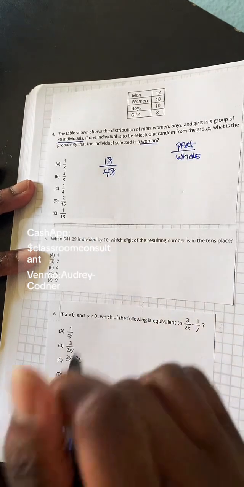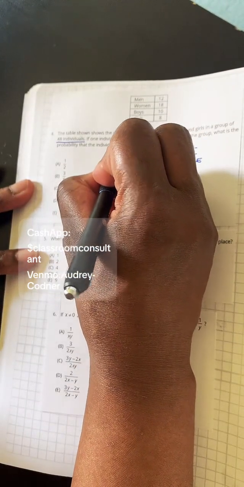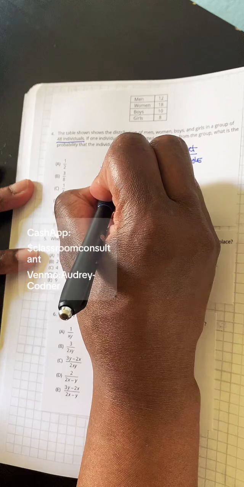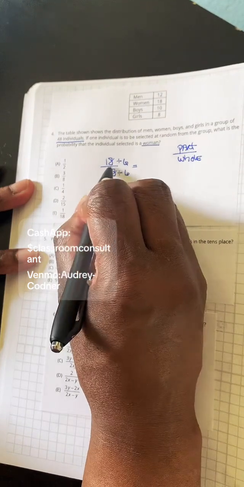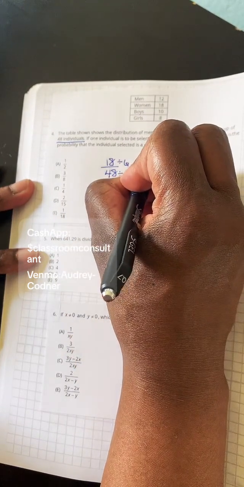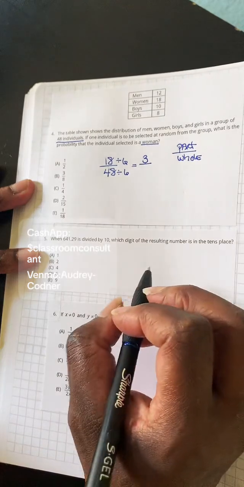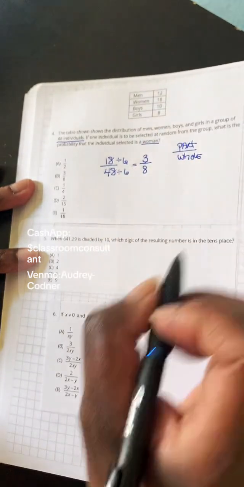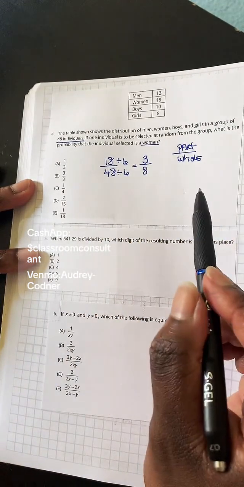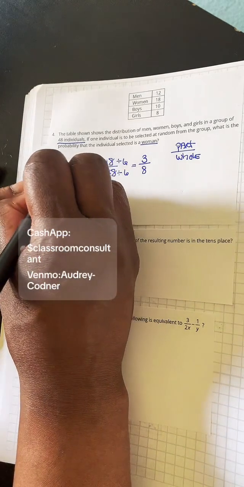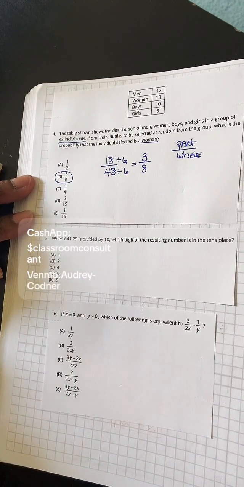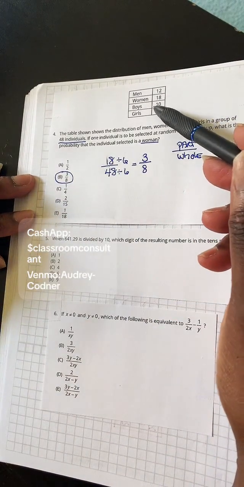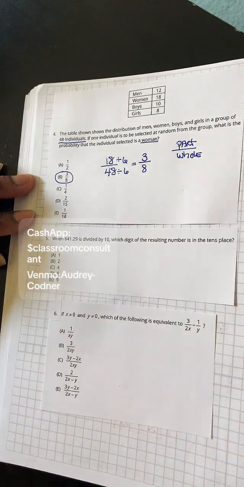By 6? Okay. So if I divide my numerator by 6, and I divide my denominator by 6, 18 divided by 6 gives me 3. 48 divided by 6 gives me 8. So 3 over 8 will be our simplified fraction. That means the probability of them selecting a woman out of a combination of men, women, boys, and girls is 3 out of 8.